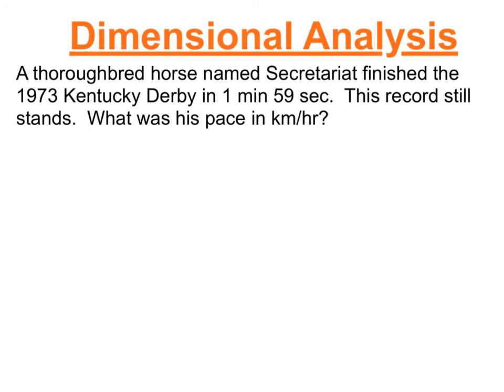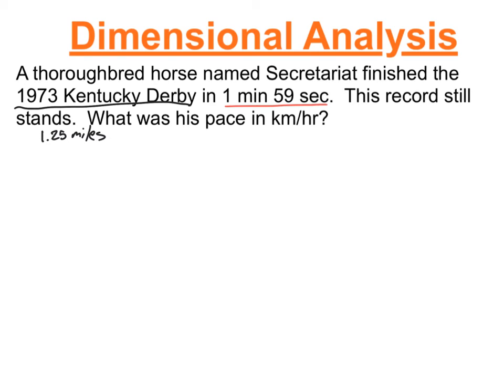All right, our last example here talks about the famous horse Secretariat who did the Kentucky Derby in 1973, and it took the horse only 1 minute and 59 seconds, and this record still stands. The one thing you got to know is the Kentucky Derby is 1 mile and a quarter, so 1.25 miles is how long it is, and the horse was able to do that in 1 minute and 59 seconds. Now here's an issue right here.